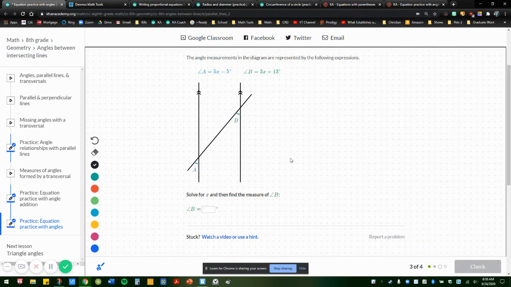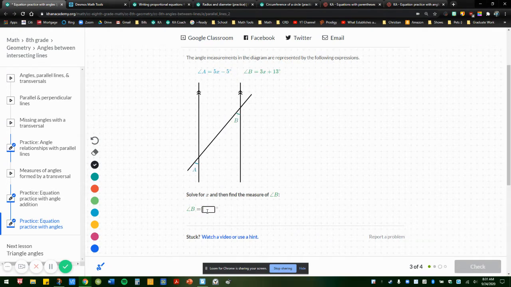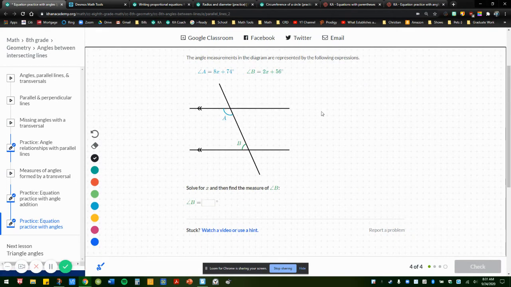Now, give me that last problem here. Come on. Perfect. Okay, this is one of those ones where they add up to 180, and let me show you how we get that.